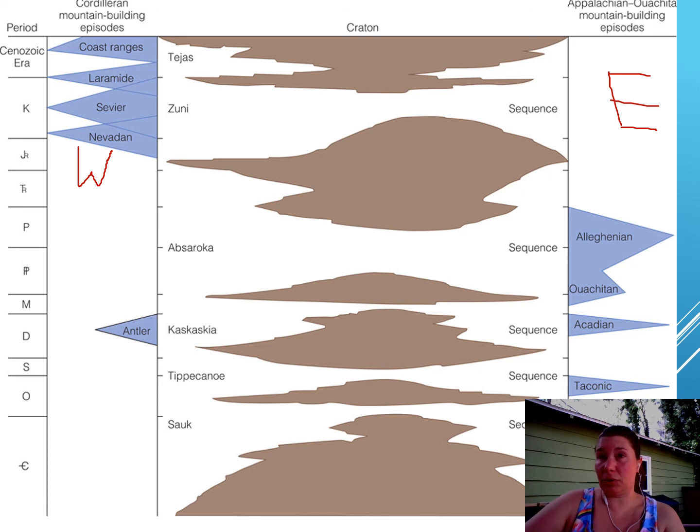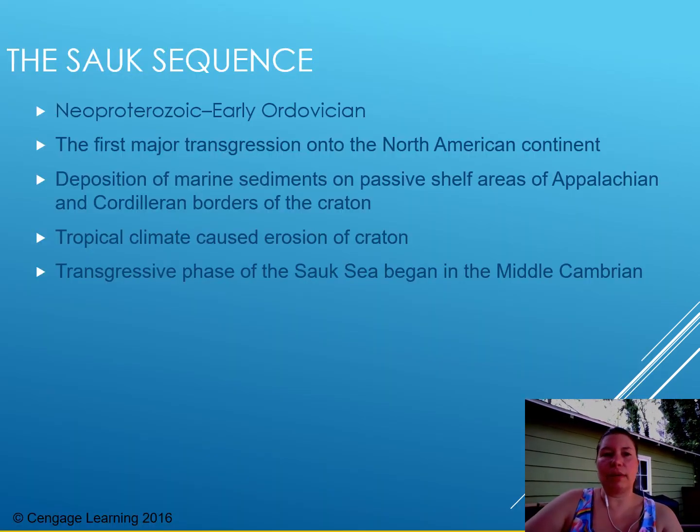Some of these transgressions and regressions can be connected to global cycles too. So not all of them, North America is kind of doing its own thing in a way, but when they can be related to what's happening on other continents, that tells us more is going on than just the continent shifting. We're looking at sea level rises and falls due to climate changes, because those tend to be more global. All right, anyway, so a couple of these.